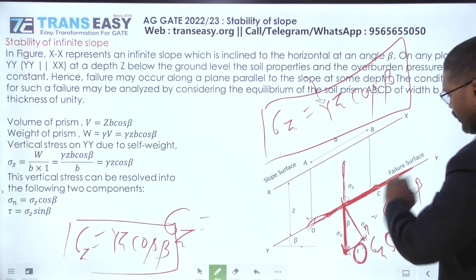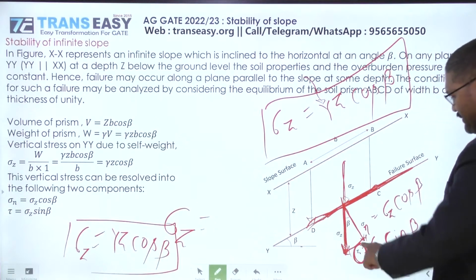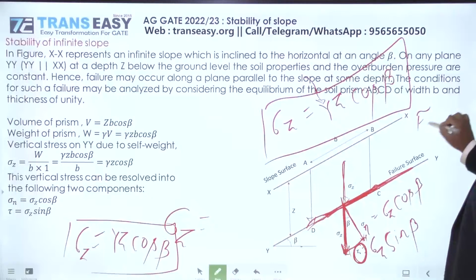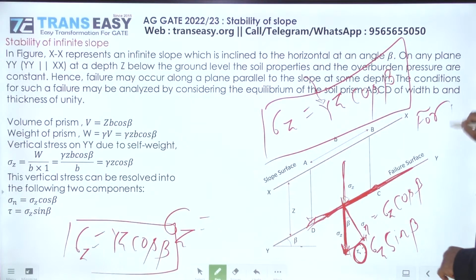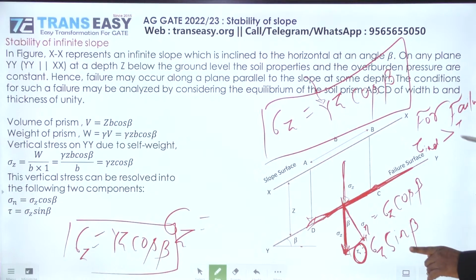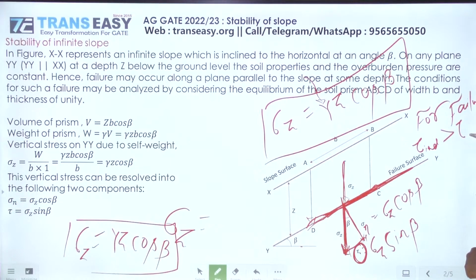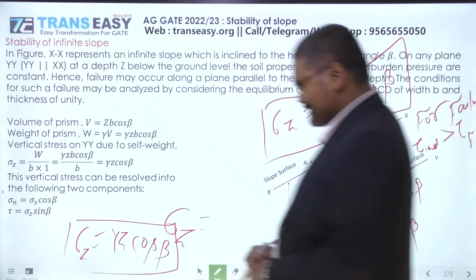ये जो स्लाइडिंग हो रही है सॉइल की, इसी की वजह से हो रही है ना, यही इसको सीआर कर दिया. It means for failure, induced shear stress must be greater than the shear strength of this soil. Shear strength, that is tau f. This is shear strength and this is induced shear stress.